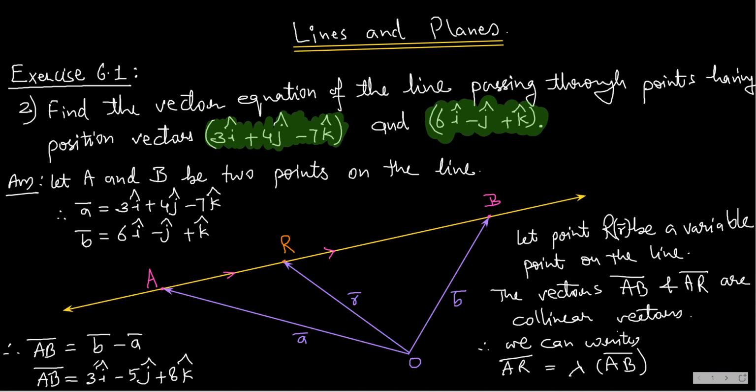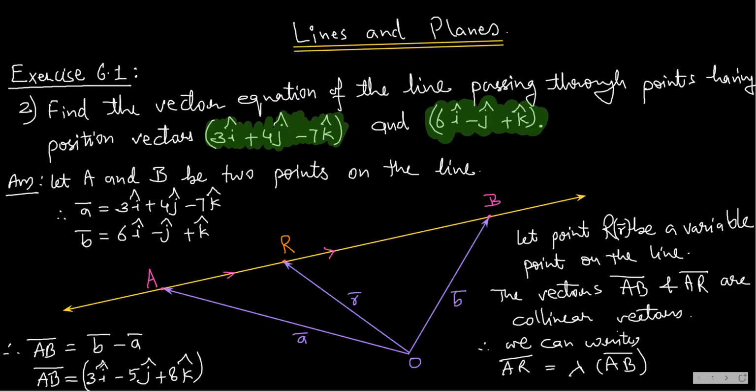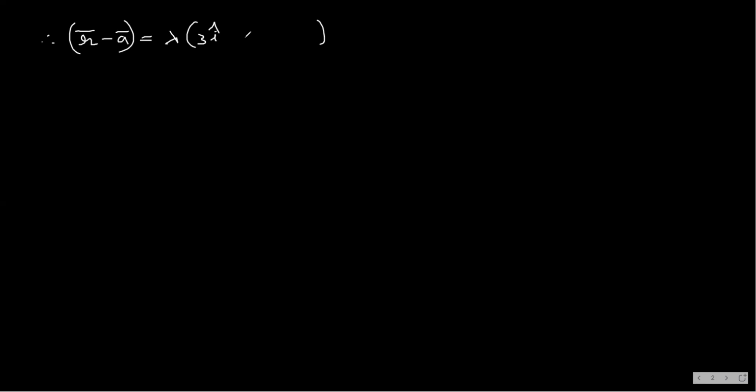This AB bar you have already found, students. So I will have, therefore, R bar minus A bar equals lambda AB bar, which you have already found. That is 3 minus 5, 8: 3 I cap minus 5 J cap plus 8 K cap. Now this A bar you will shift to the right side. So R bar equals A bar plus lambda times (3 I cap minus 5 J cap plus 8 K cap).